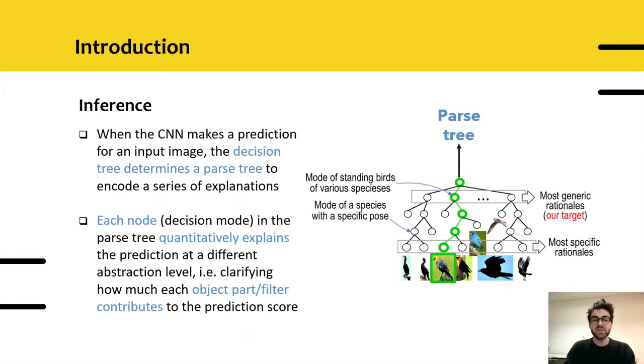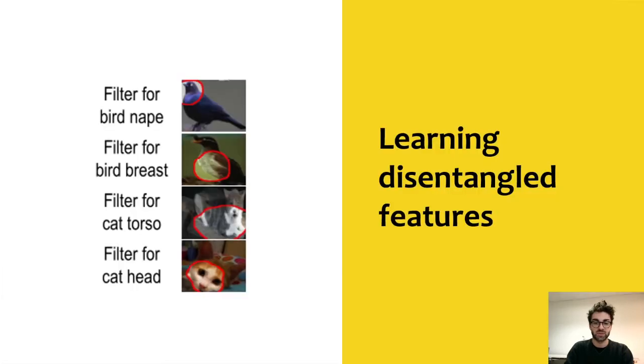Then there is the inference phase. At the end of our method, when we have built the decision tree, we have this phase where we infer from the decision tree a parse tree to encode a series of explanations. Each node quantitatively explains the prediction, okay, at a different abstraction level, and in other words, it clarifies how much each filter, object part, and input image contributes to the prediction score.